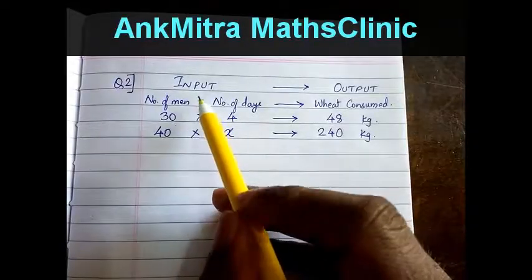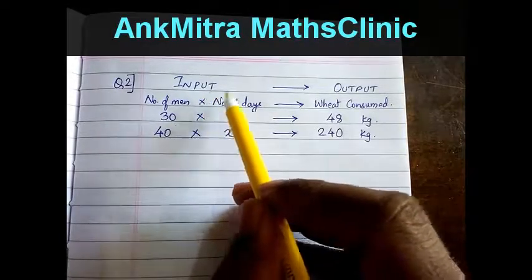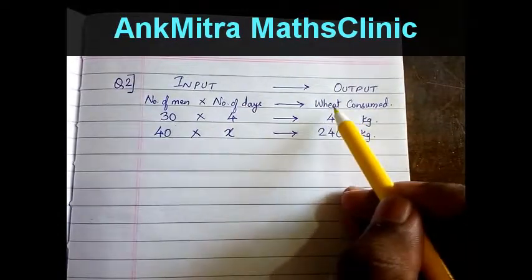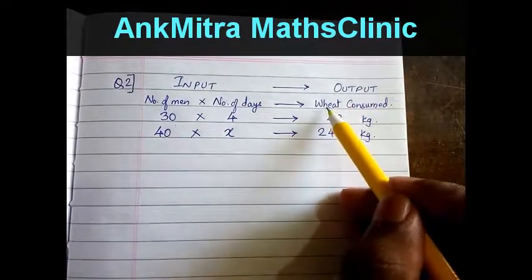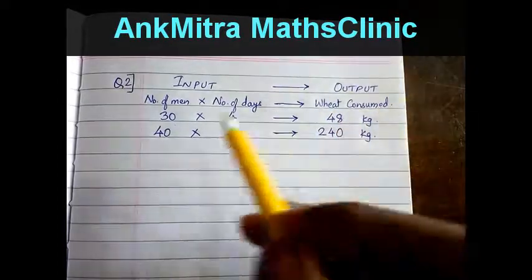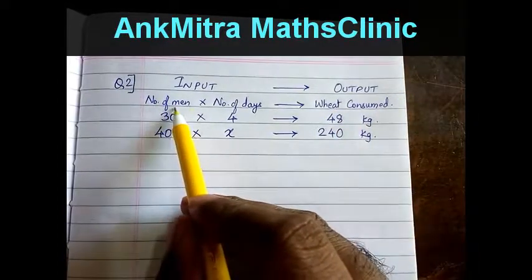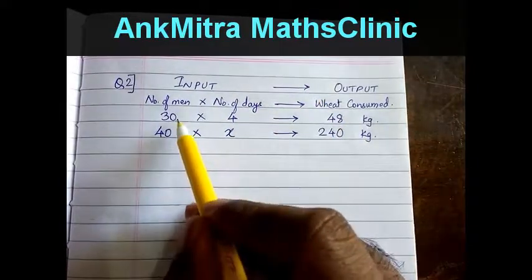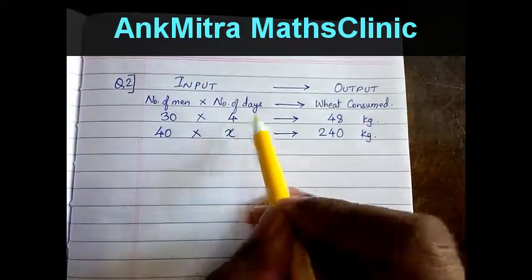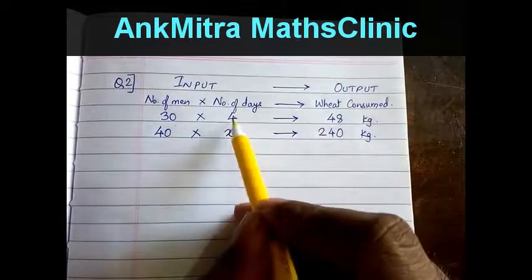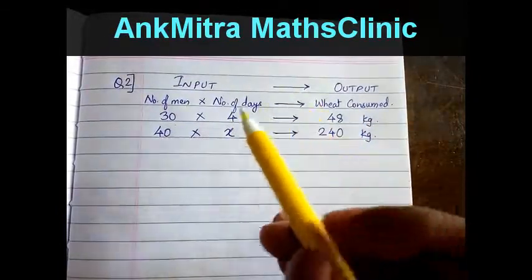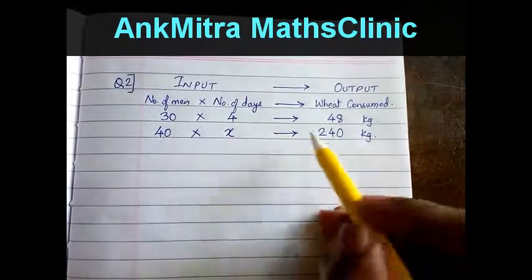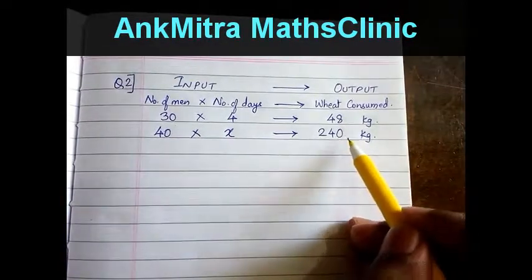This second question is quite similar to the previous question. The only difference being the output is in terms of wheat consumed, whereas input remains the same, that is number of men and number of days. In the first case, they are given that 30 men can consume 48 kg of wheat in 4 days. So how many days will be required for 40 men to consume 240 kg of wheat?